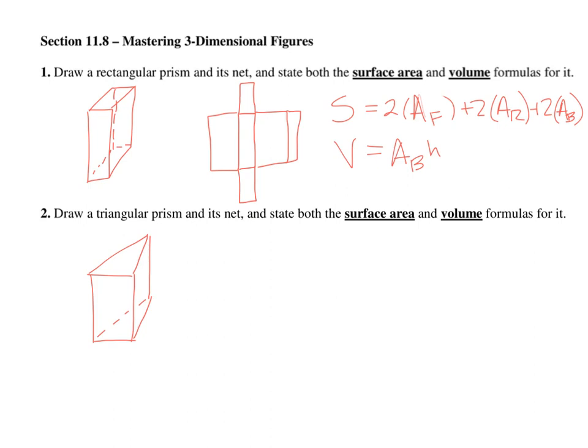All right, so we're going to draw the net now. So I'm going to keep the front where it's at. I'm going to open up the right side. I'm going to open up the left side. Then I have the top, and I have the bottom.